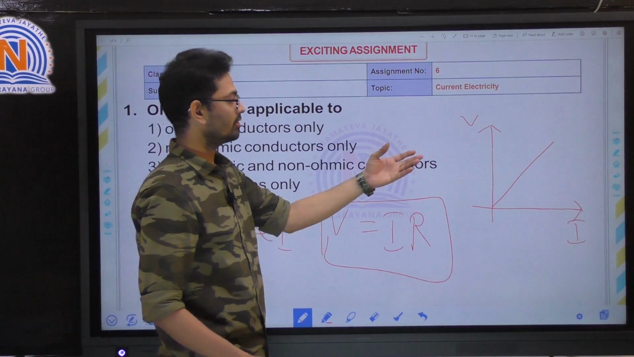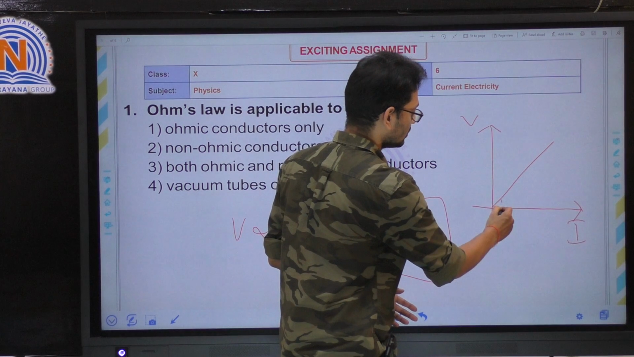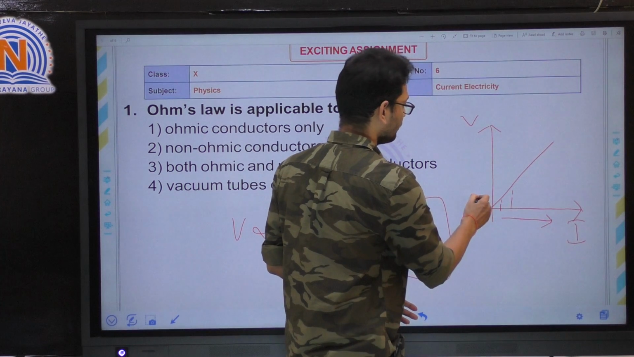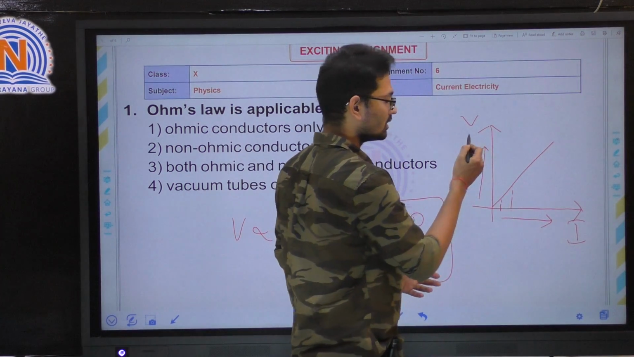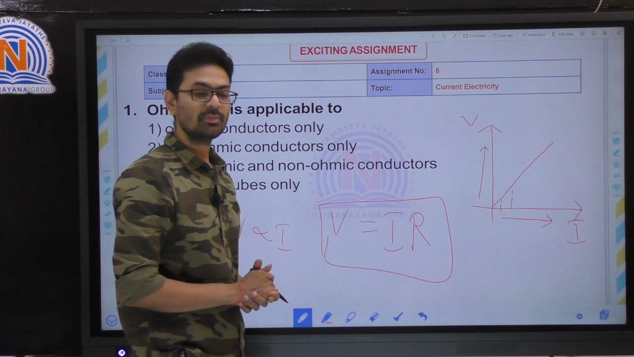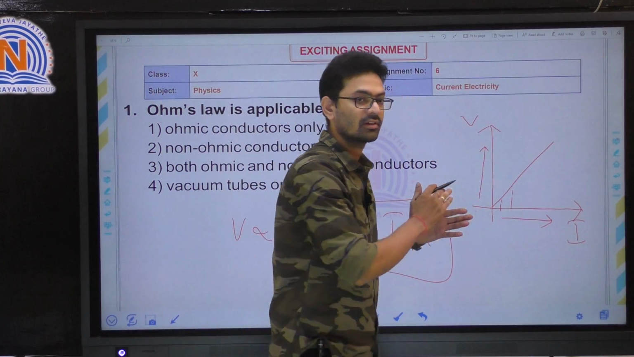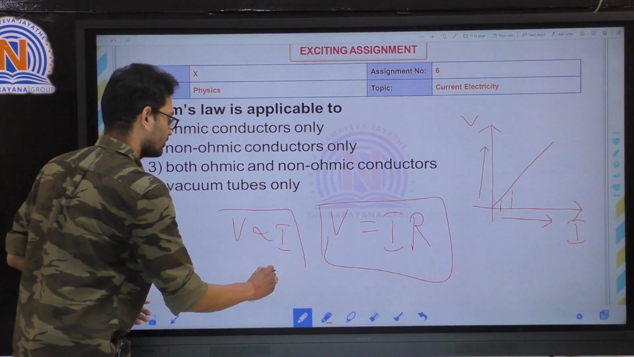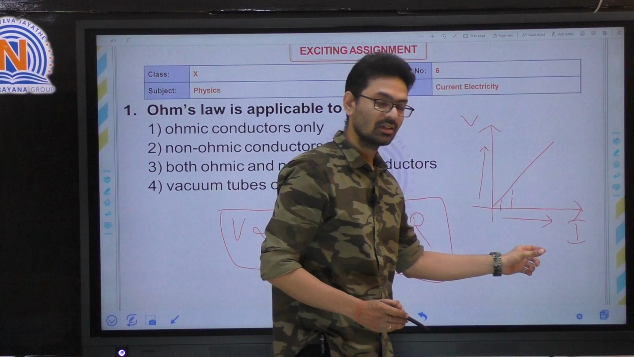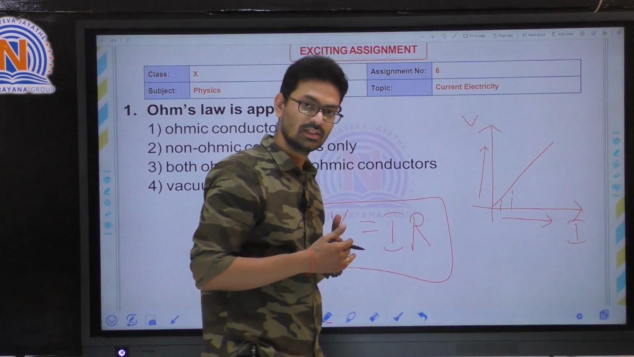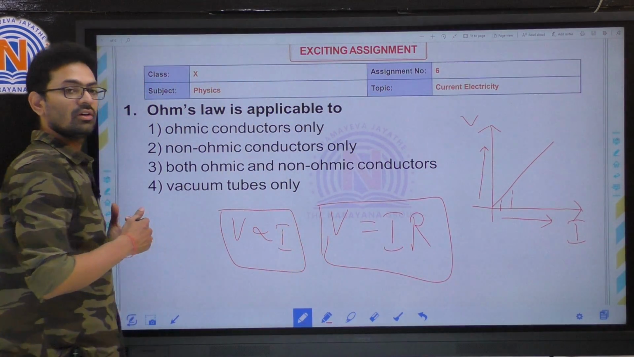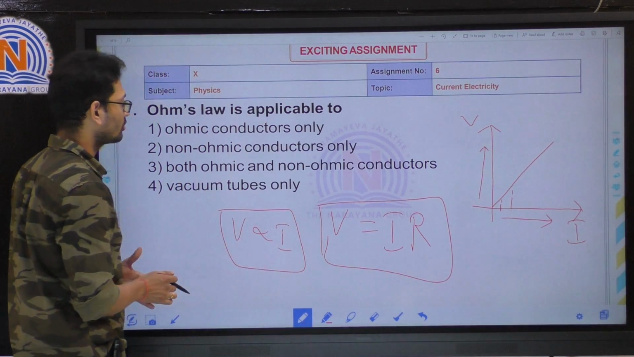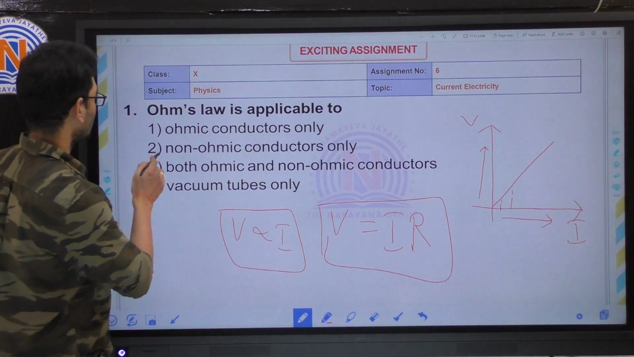That means if you check this graph, as you increase your current on the x-axis, in the same way you are going to get an increase in voltage. That means the graph is going to be linear. So I am directly saying that V is directly proportional to I. As you increase your current, the voltage increases in the same way. So that is your Ohm's law. Now we have the formula V is equal to IR.